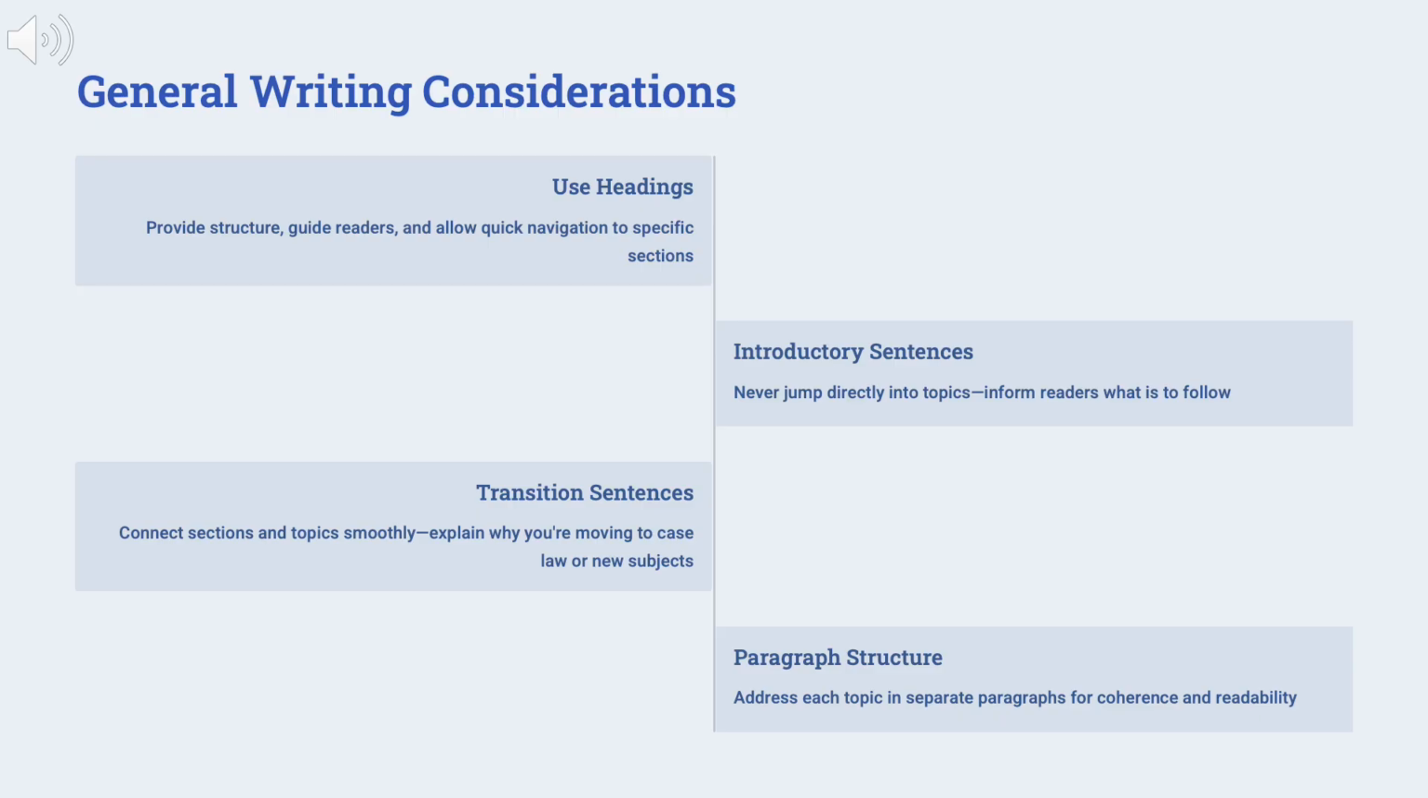The fourth consideration is paragraph structure. Each distinct topic belongs in its own paragraph. Combining multiple subjects in a single paragraph creates confusion. A clearly structured paragraph addresses one point, develops it fully, and then concludes before the next topic begins.